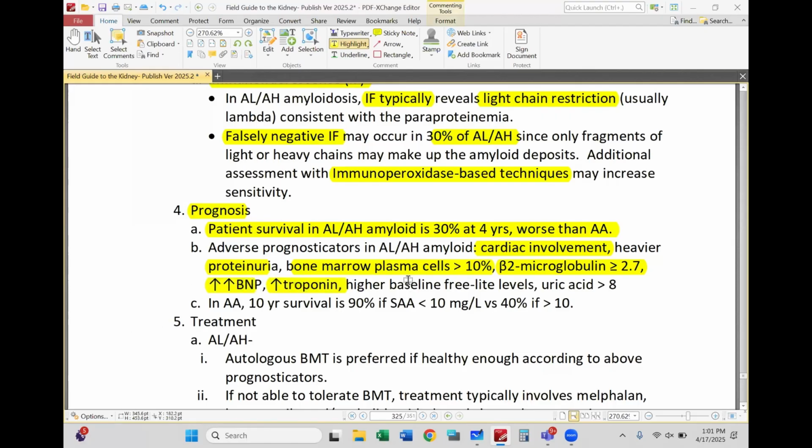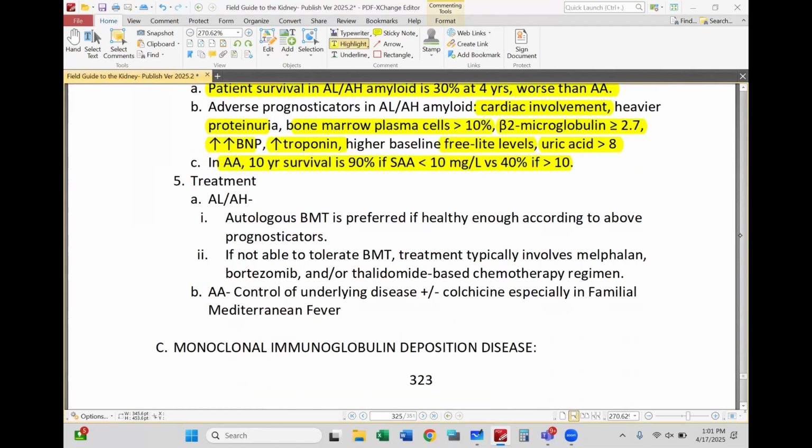Higher BNPs, troponin, free light chain ratios, high uric acid levels. Those are prognosticators that are often informing treatment and whether patients should be targeted for bone marrow transplants or not. AA amyloid generally has better survival than the AL amyloid, assuming we're able to control this chronic inflammatory process. And there is some discriminating factor from measuring serum amyloid A protein in terms of prognosis as well.